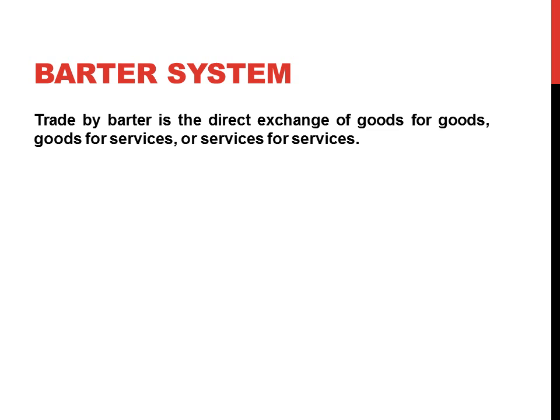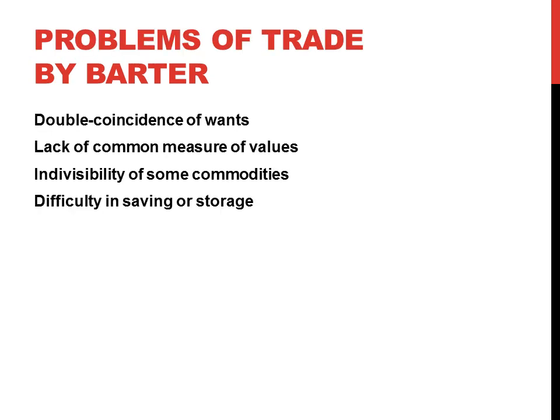It was time consuming and energy sapping to find someone who had what you required and at the same time wanted what you had. This is the most difficult problem of trade by barter. 2. Lack of common measure of values. It was difficult to know the quantity of a commodity one should exchange for another.